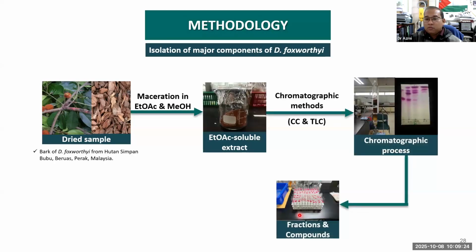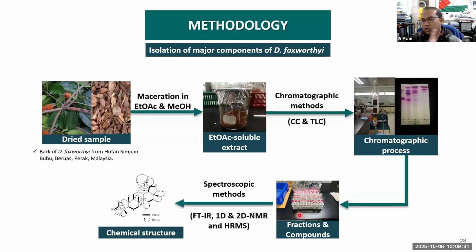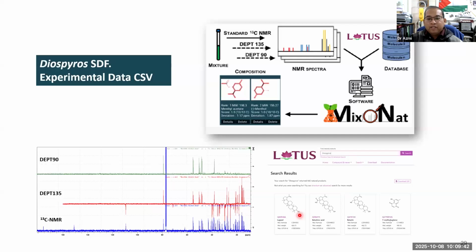So we are doing chromatography analysis, which is column chromatography and TLC. And after that, we do some fractionation, very common steps in natural products. And in the end, we are doing chemical elucidation by using spectroscopic methods. So what we do is try to implement the MixONat strategy in the Diospyros species. We already created the database, and after that, this is DEPT 90, DEPT 135, and DEPT carbon-13.